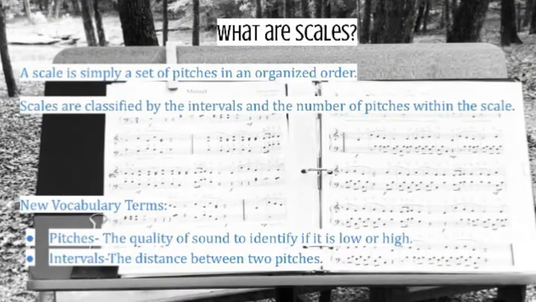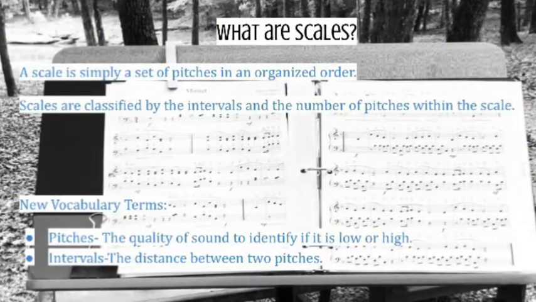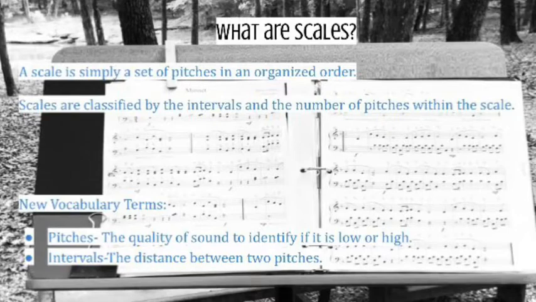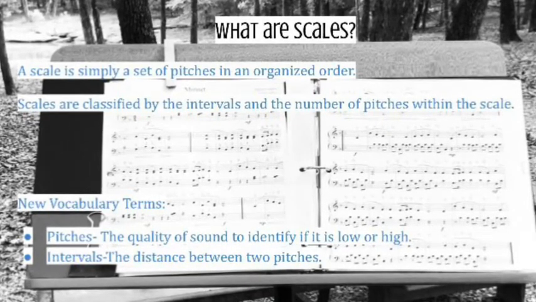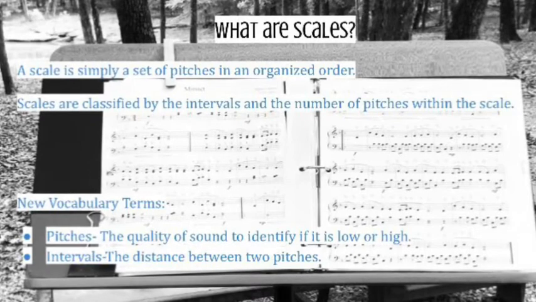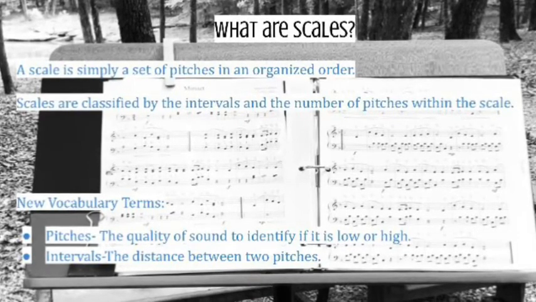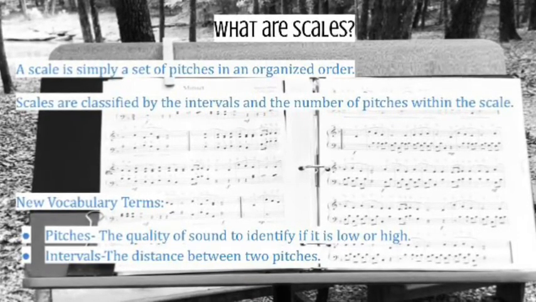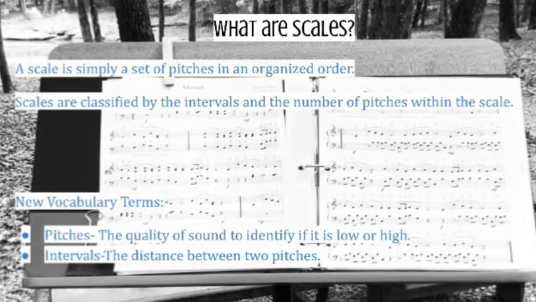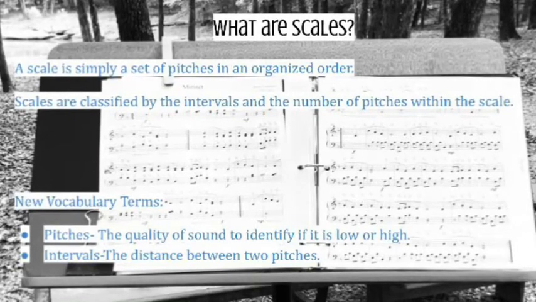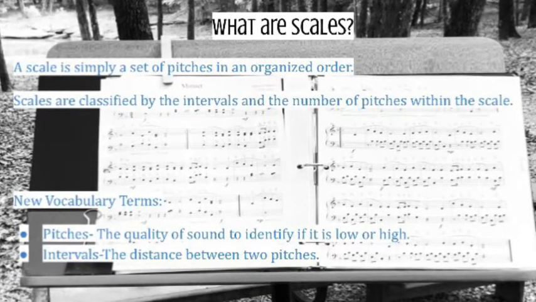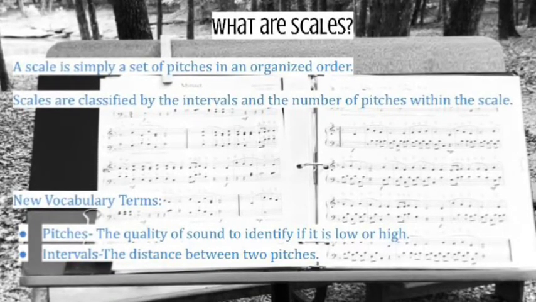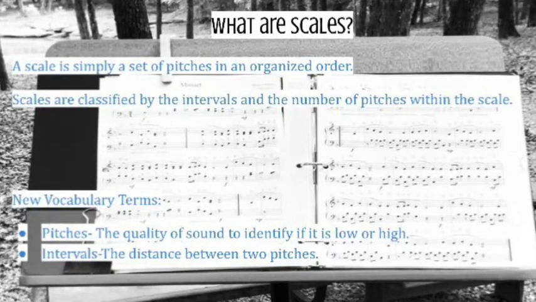So what are scales? A scale is simply a set of pitches notated in a certain order. Now there are millions of scales out there and so many to choose from, and so many different funky ways of thinking about it, but this is the simplest definition to have. Now, these scales can be classified into different groups by their intervals and the number of pitches within the scale, which we will talk about later.